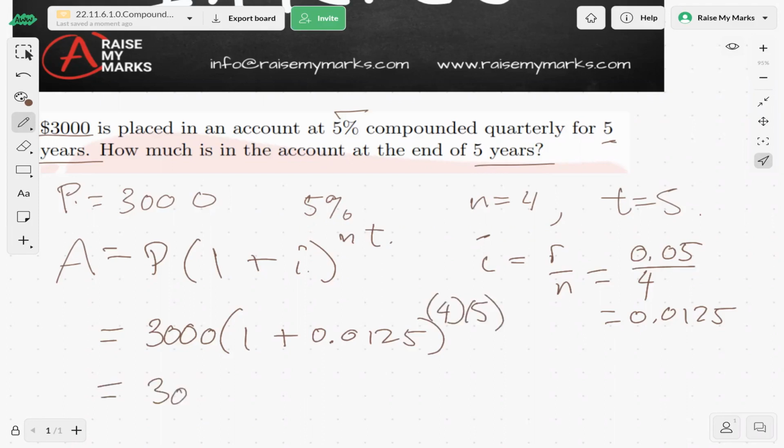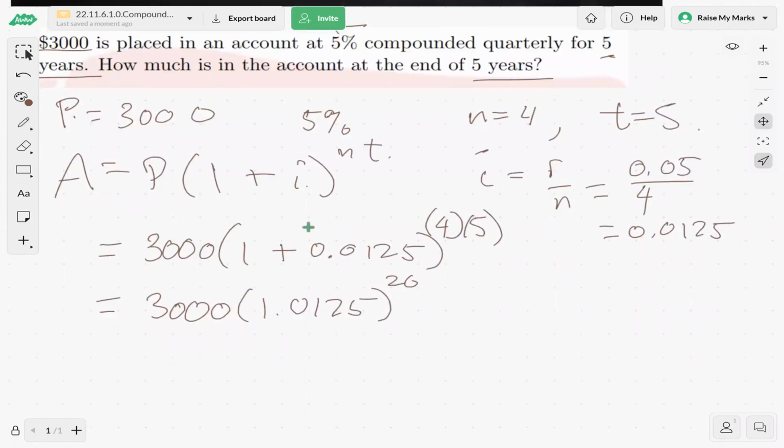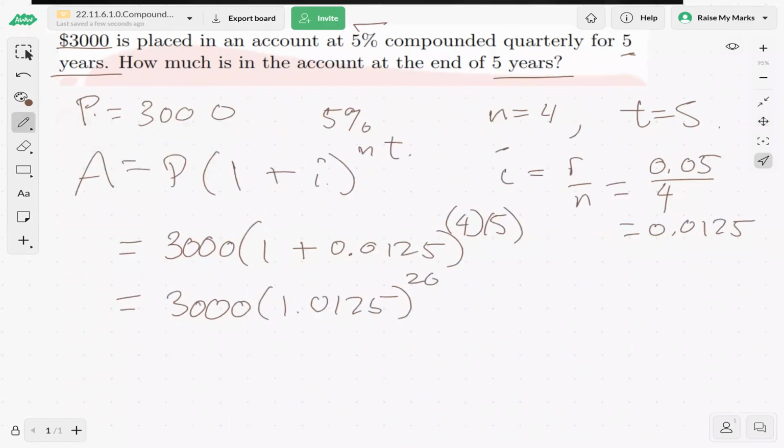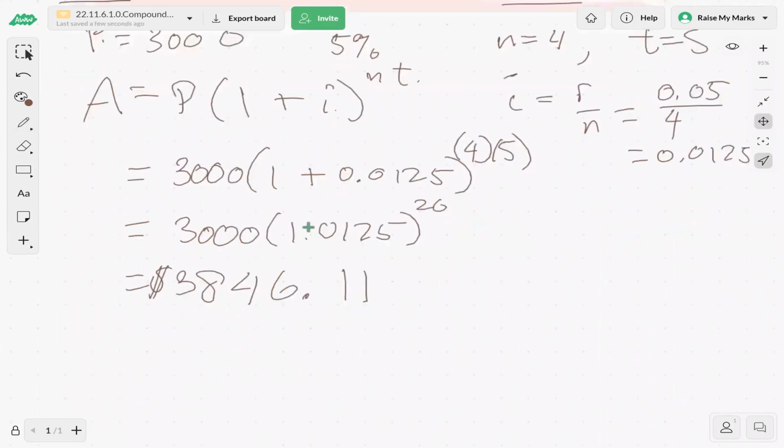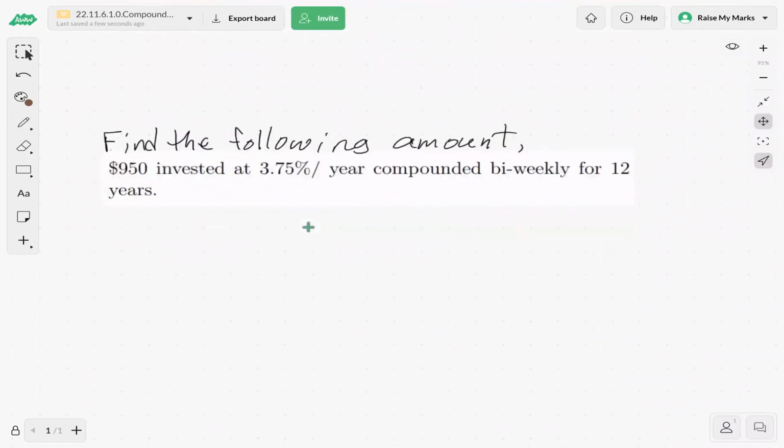Let's see what we get. 3,000 times 1.0125 raised to the power 4 times 5, which is 20. Let's see what we get. 1.0125 raised to the power of 20, times our 3,000. We end up with $3,846.11. So that is the amount in the account at the end of 5 years. Good.